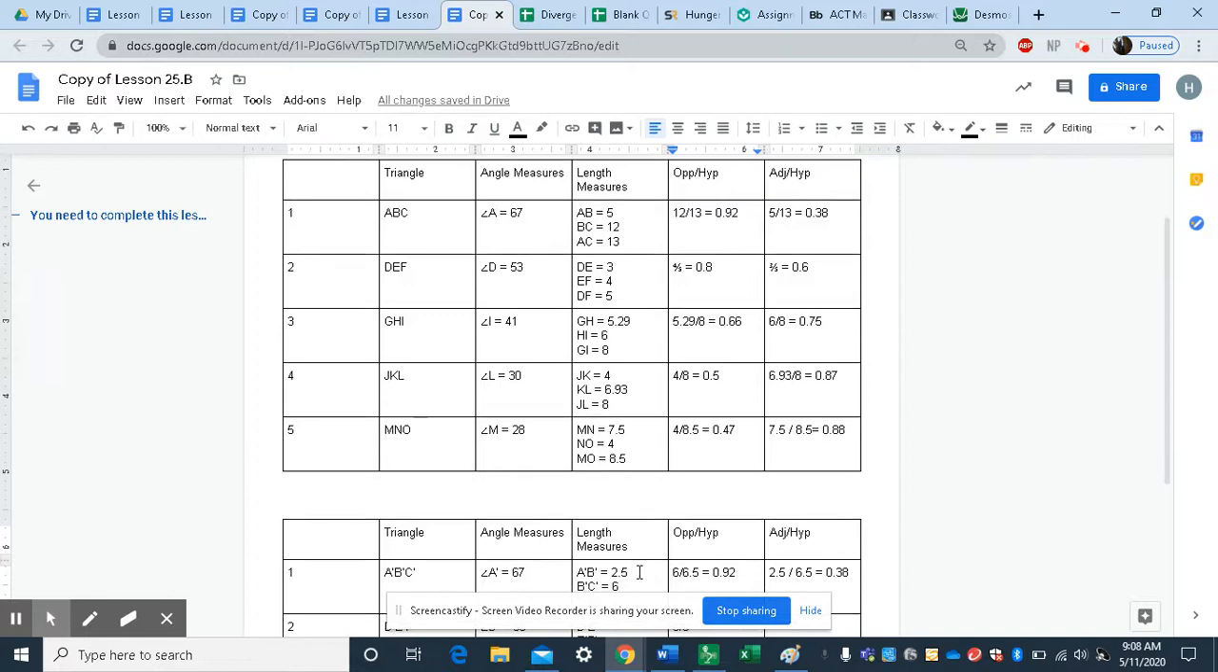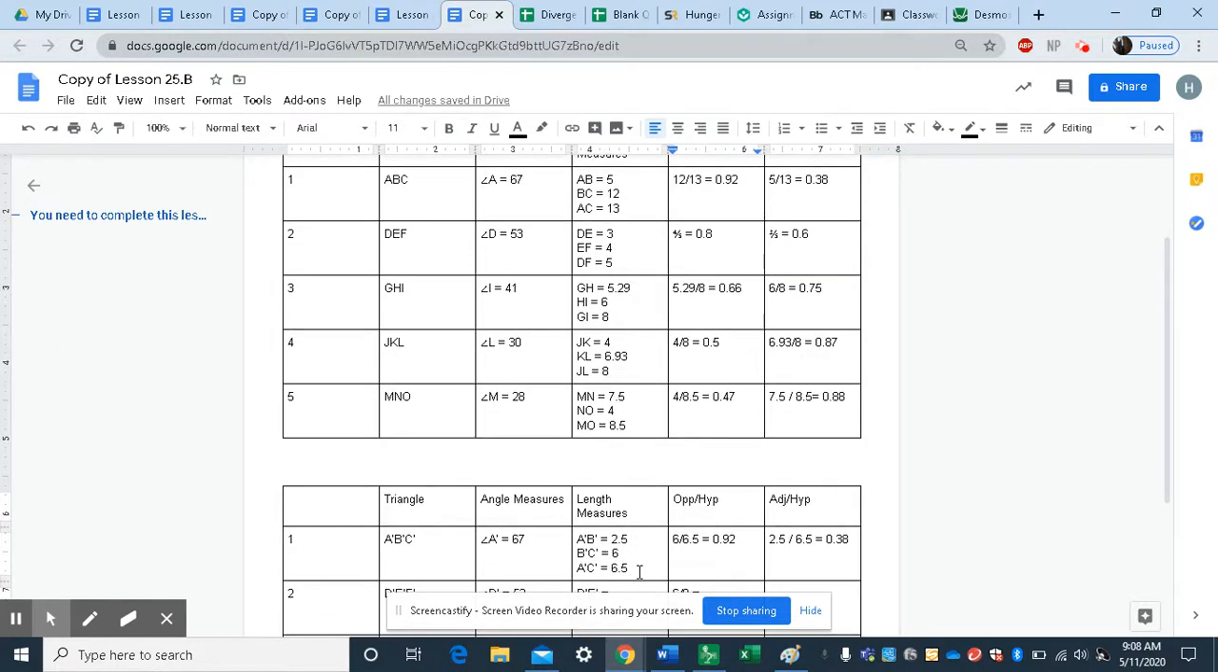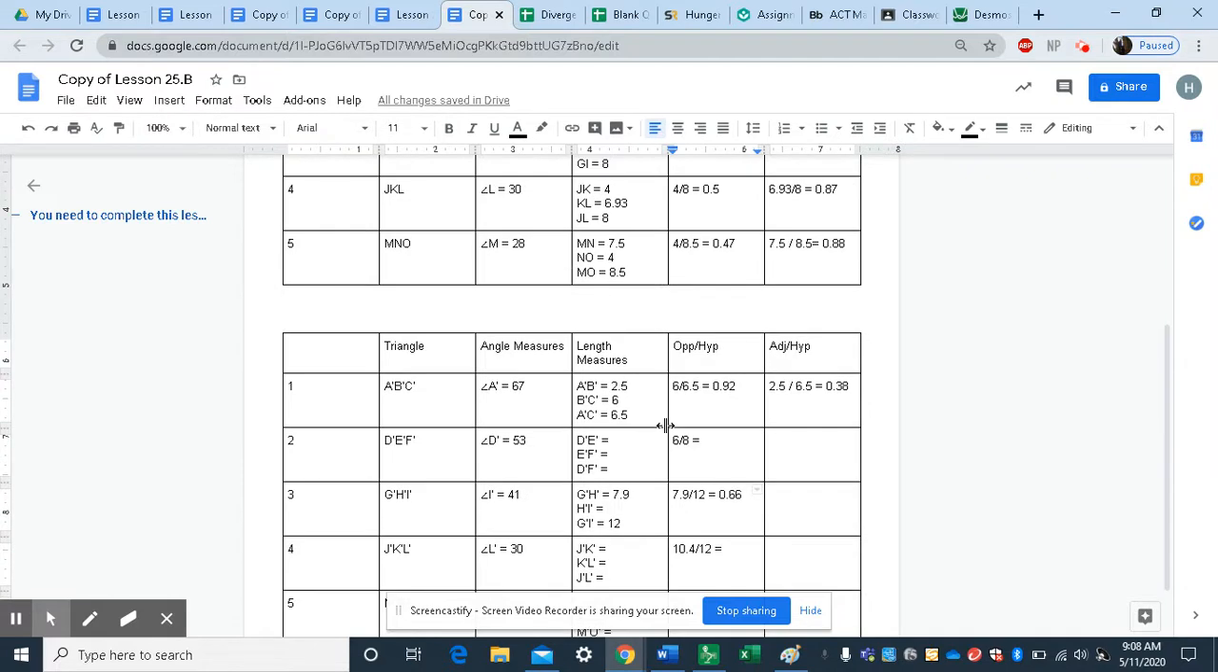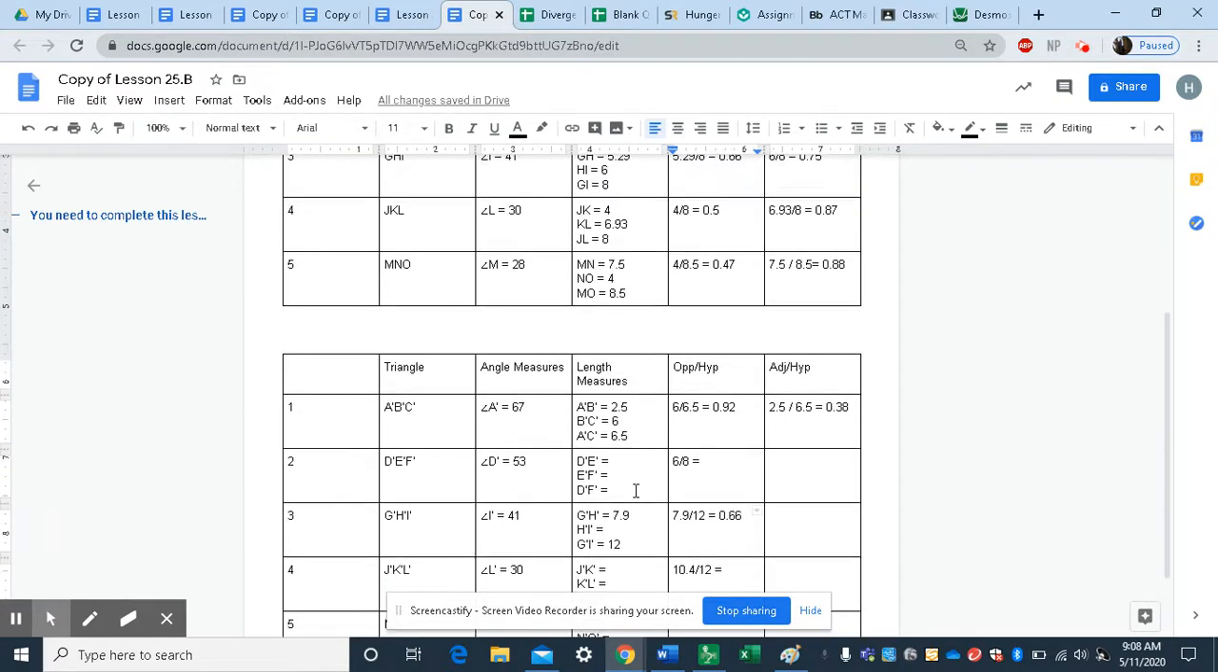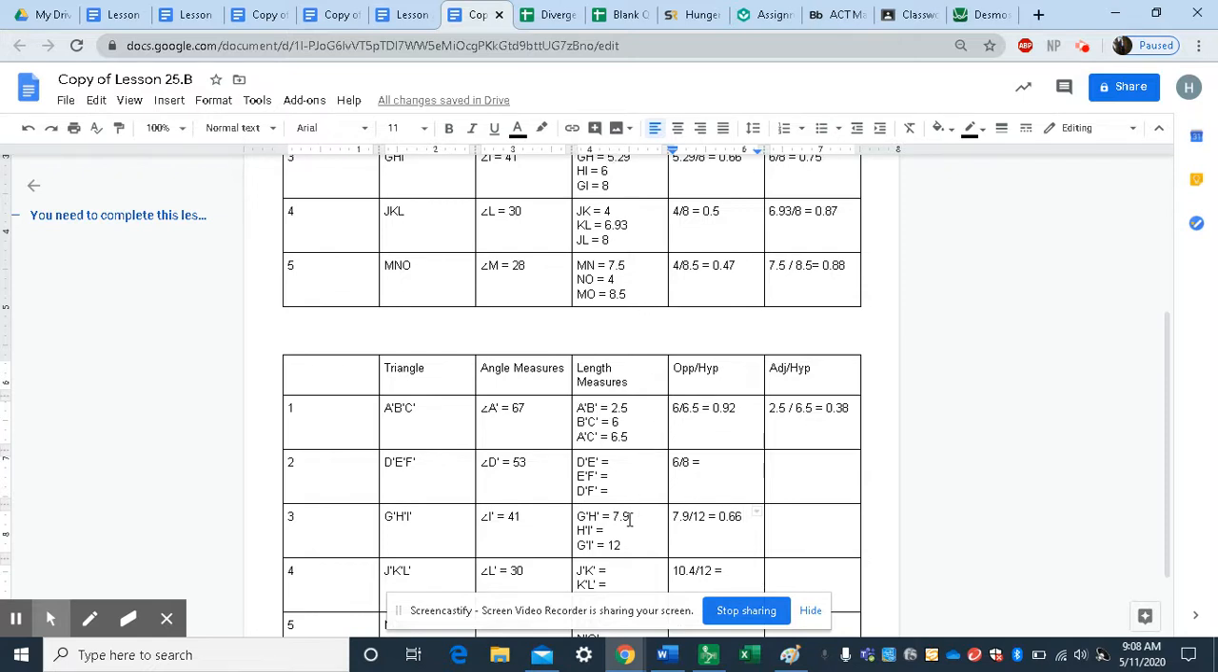If we did it for that first part, we would get the same thing for the first one. If we did 6.5 divided by 13, we get 0.5 or 1/2. So you just need to do it for one of the numbers so that you can figure out the scale factor. So now in order to find the missing H prime I prime, we need to multiply our original HI by the scale factor. So our scale factor is 1.5.